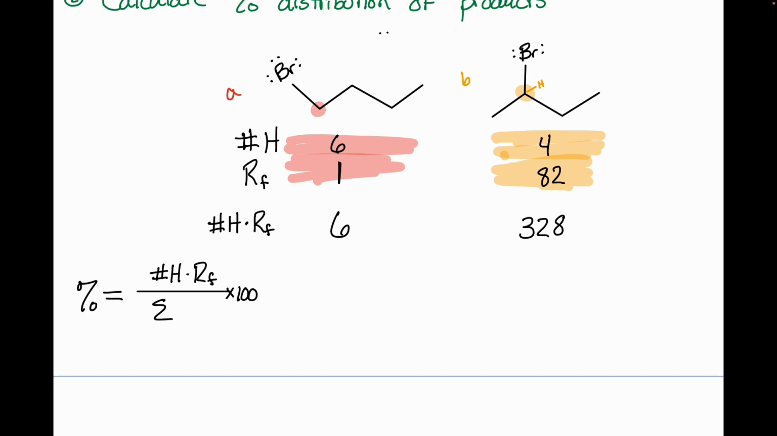Okay, so we're going to round this to the ones place, as it says in our homework. That would mean that 2% of my product is the 1-bromobutane, and 98% is the 2-bromobutane. Okay?